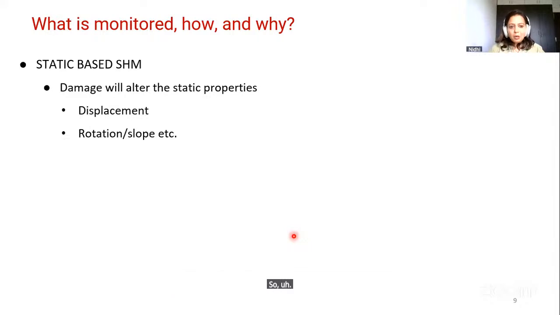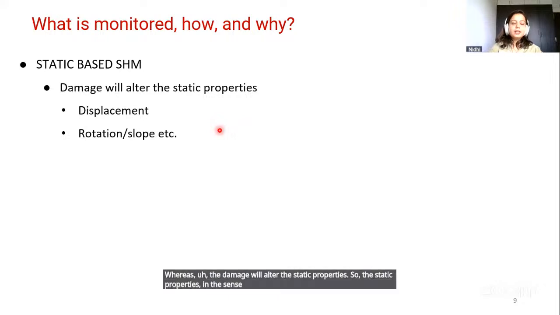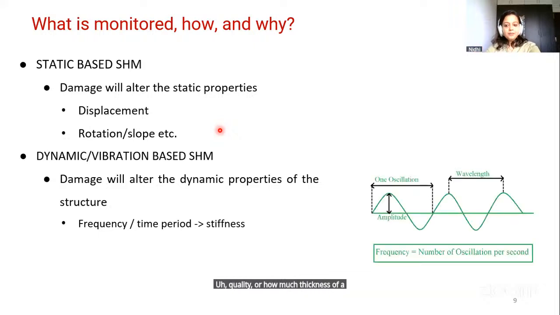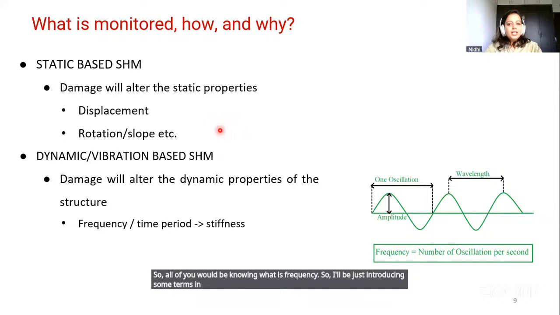In structural health monitoring, we have static-based structural health monitoring, wherein the damage will alter the static properties, such as displacement, rotation, and slope. As well as dynamic or vibration-based structural health monitoring, wherein the damage will alter the dynamic properties of the structure. When I talk about dynamic properties, we refer to the frequency or time period, which gives the quality or the stiffness of the structure. All of you would know what frequency is. I'll just introduce some terms in structural dynamics, so it will be clearer to you.